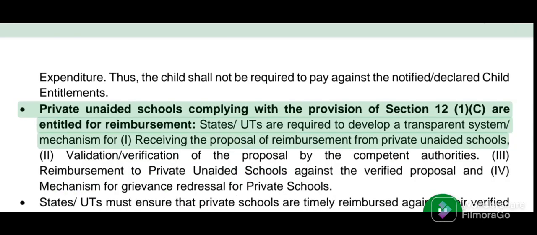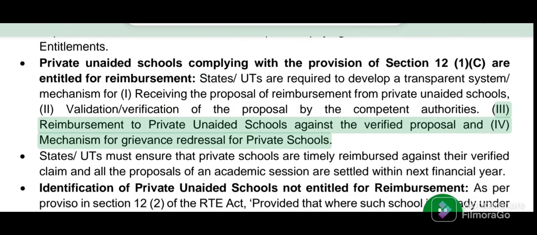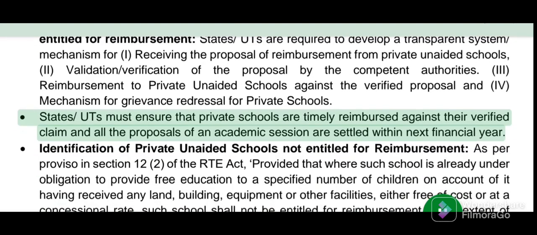Private unaided schools complying with the provision of Section 12(1)(c) are entitled for reimbursement. States and UTs are required to develop: one, a transparent system and mechanism for receiving the proposal of reimbursement from private unaided schools; two, validation and verification of the proposal by the competent authorities; three, reimbursement to private unaided schools against the verified proposal; and four, a mechanism for grievance redressal for private schools. States and UTs must ensure that private schools are timely reimbursed against their verified claim and all the proposals of an academic session are settled within the next financial year.